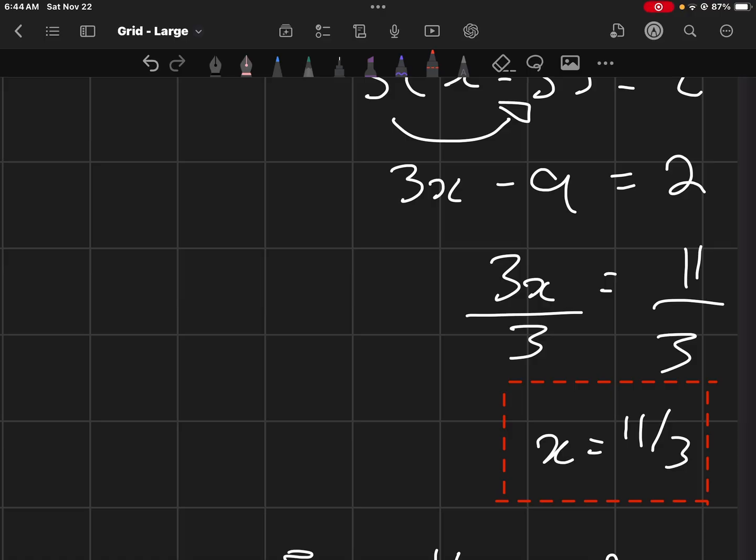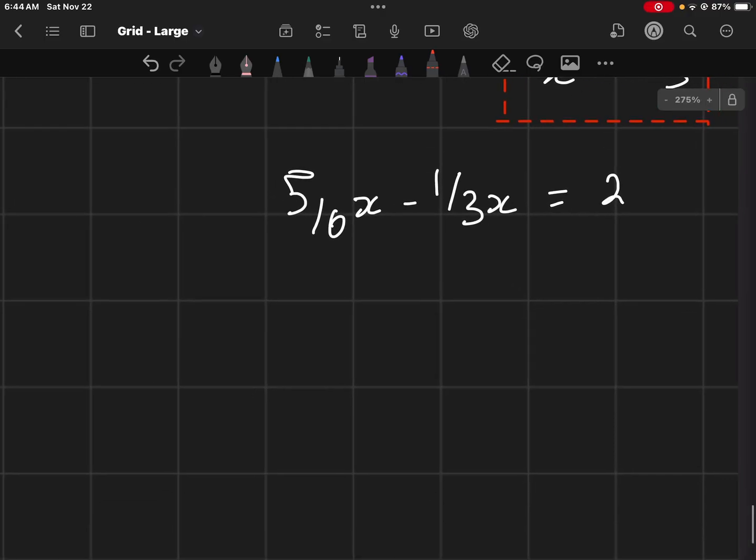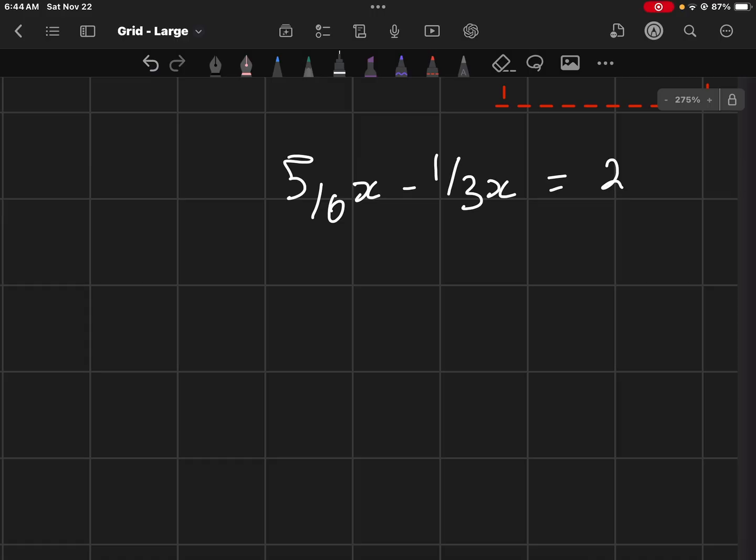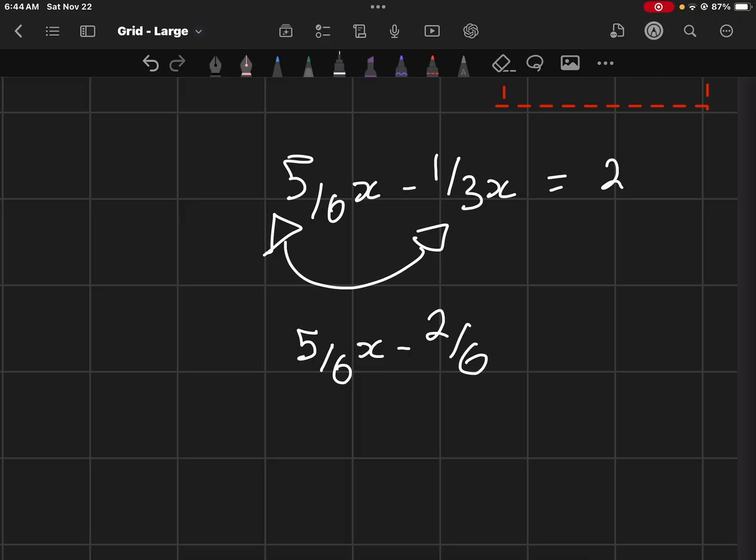Now here's another example. 5 over 6 minus 1 over 3x equals 2. We really need to cancel out these denominators. So the problem is we can't collect these like terms right now because their denominators are not the same. Well, we can make both of the denominators the same, which means that since this is here, we make a minus 2 over 6 equals 2 with the x.